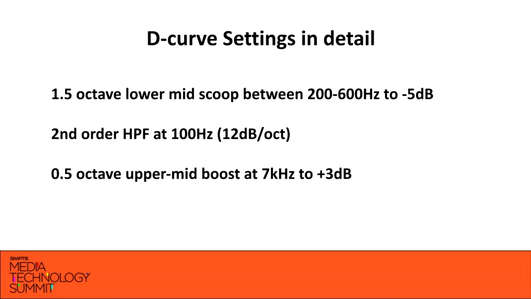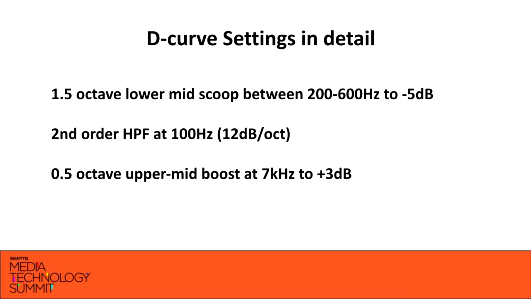So the D curve settings in detail: about a 1.5 octave lower mid scoop between 200 and 600 hertz, all the way down to -5 dB. So it's a big little smiley face down there. And I wouldn't go more than that. It starts to take out too much life of the dialogue.